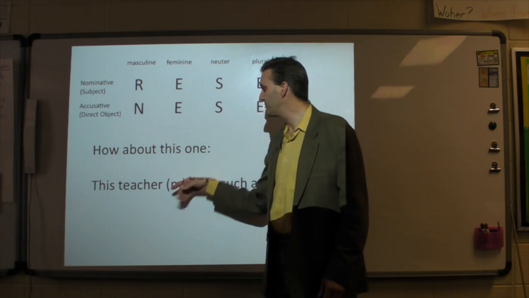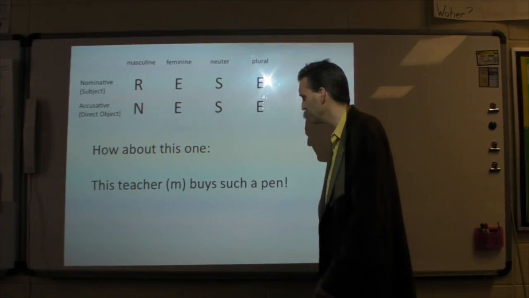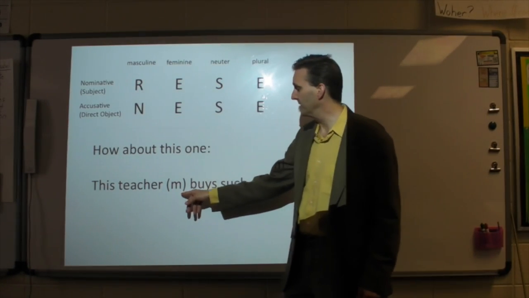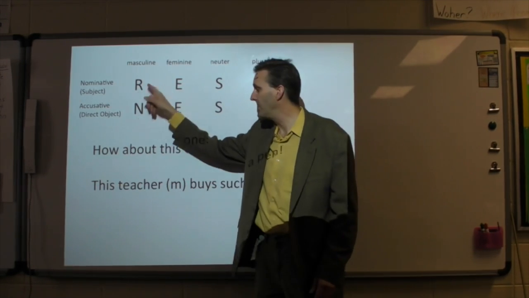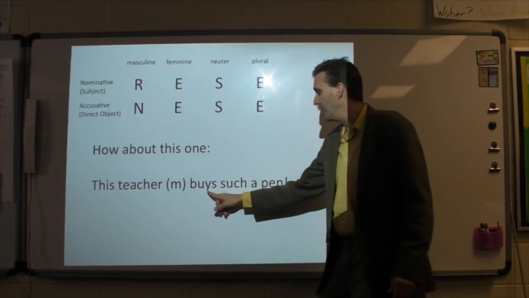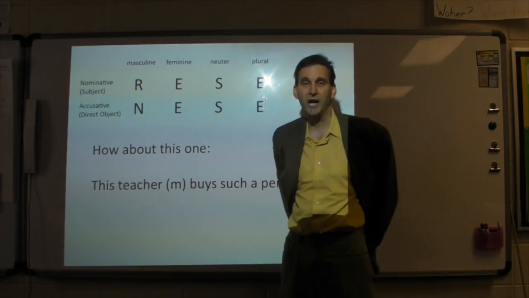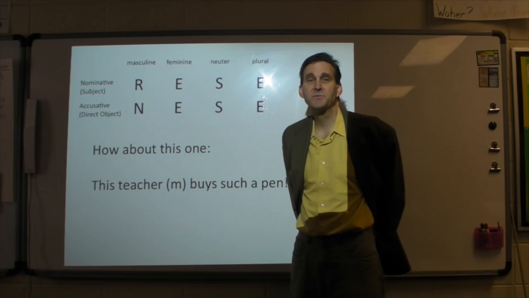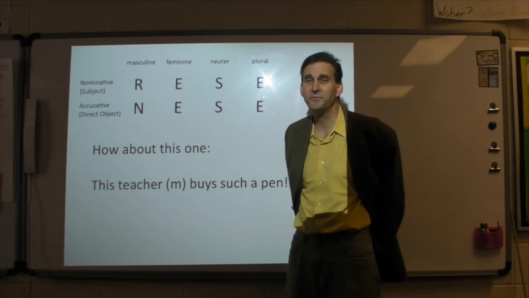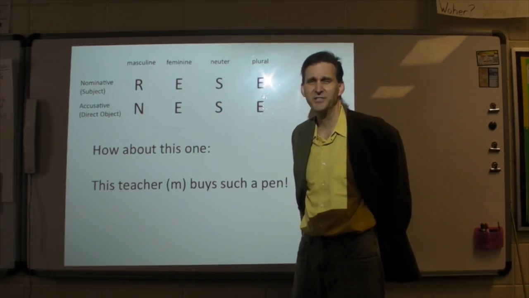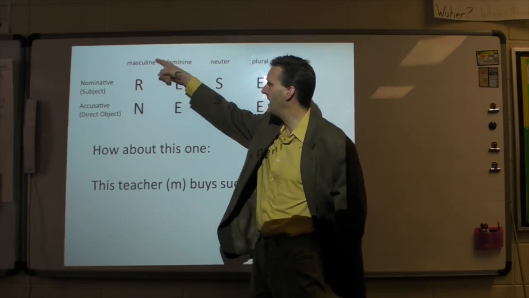Let's see. How about this teacher, and we'll go with the male teacher, buys such a pen. Again, silly sentence. So, if we're going with the male teacher, he's obviously the subject. That puts this R. So, this takes an R. Dieser Lehrer kauft. Right, kauft. Pen is Kuli or Kugelschreiber. Okay? Kugelschreiber ends with ER, and you're going to find out that a lot of nouns, not every one, but quite a few nouns that end with ER, guess masculine, you'll get it right probably 8 out of 10 times. So we're going to go with masculine on this one.